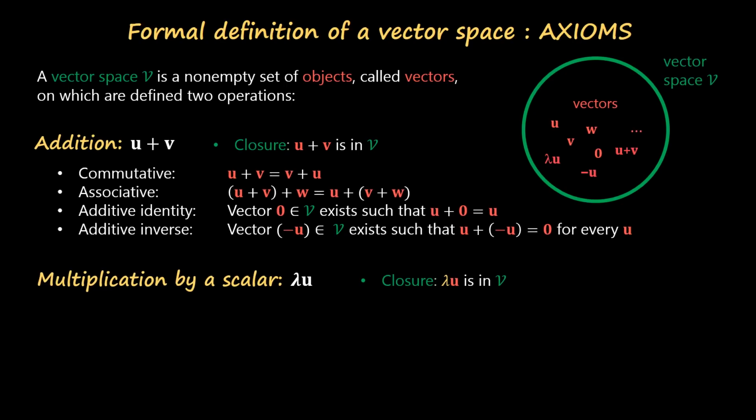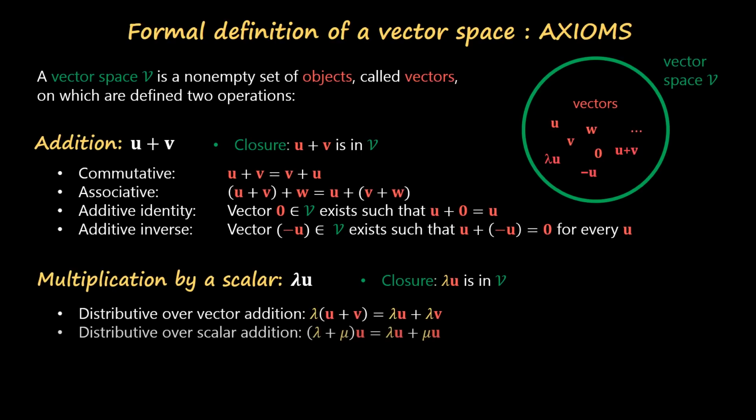Multiplication by a scalar is anything that fulfills the following axioms: being distributive over vector addition, distributive over scalar addition, associative, and the existence of the scalar identity. So that's it. These are the two operations and 5 axioms for each operation that really define what a vector space is.